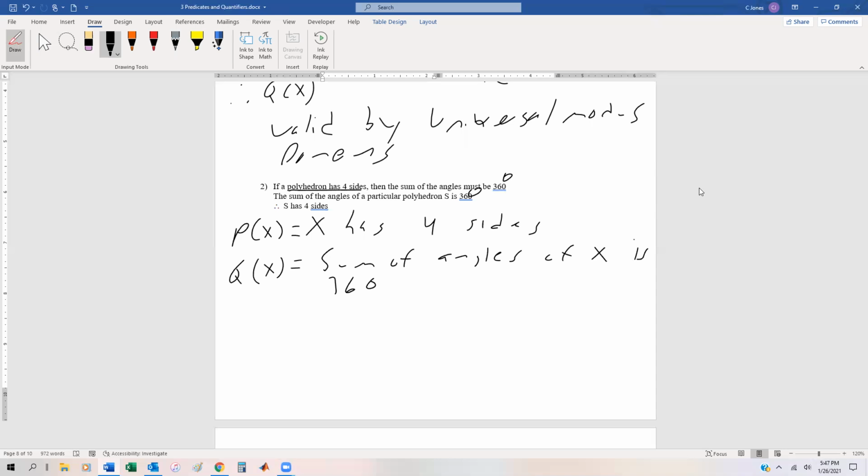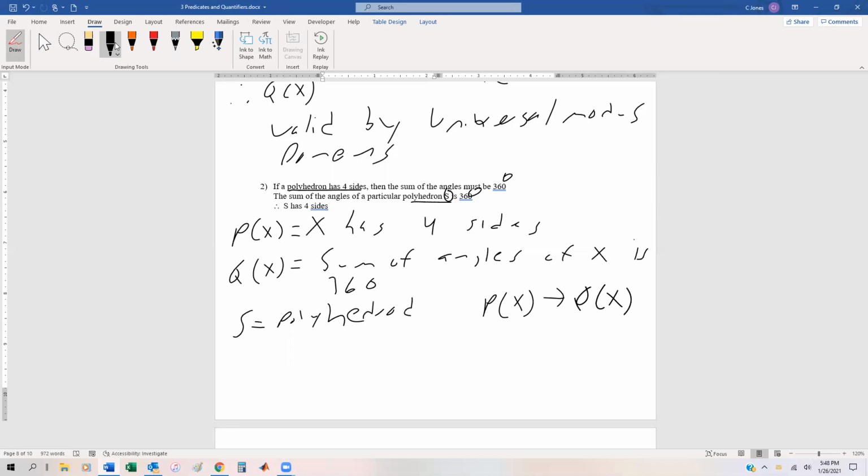Now, the other thing that we have to do is define S to be a particular polyhedron. So S equals a polyhedron. Right? So now what we're going to do is go through and build the logical statement. So we have if a polyhedron has 4 sides, so we're going to have P of X implies Q of X. All right.